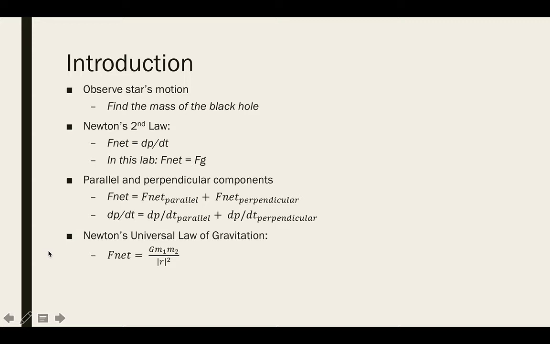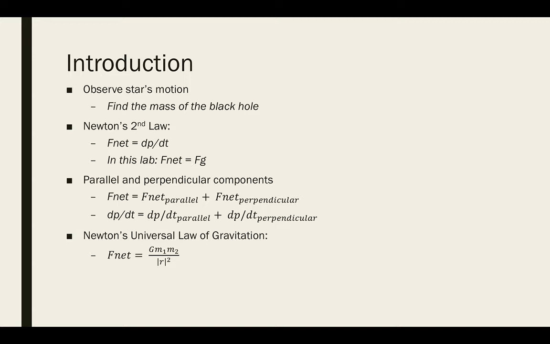So in this lab, we were tasked with using the observations we looked at in a star's orbit of a black hole to find the mass of the black hole. Now in the past, we've predicted an object's motion by knowing factors about it and its surroundings, but now we have to use what we know about the motion itself to find out more about the surroundings.